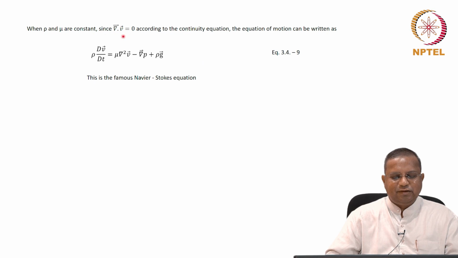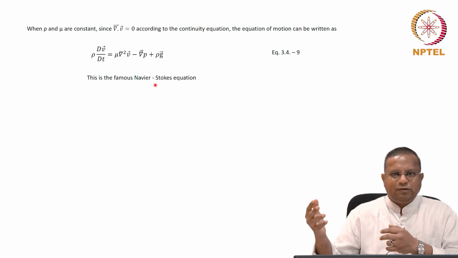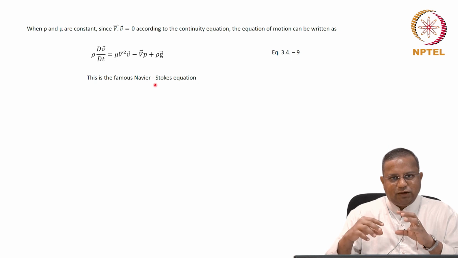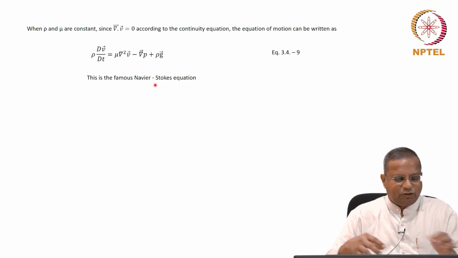This is the famous Navier-Stokes equation for a Newtonian fluid in laminar flow. It's a very famous equation. Aerospace people use it significantly. That equation is only a special form of the more general momentum balance equation.